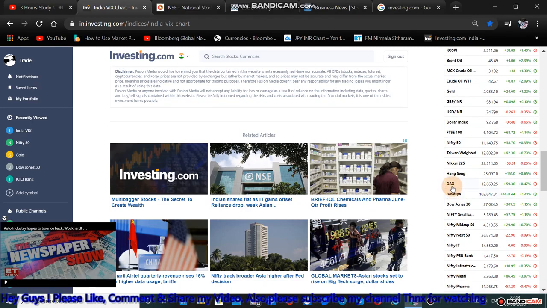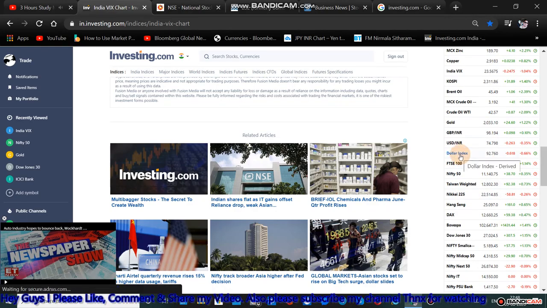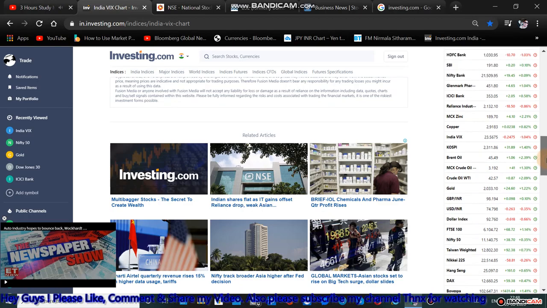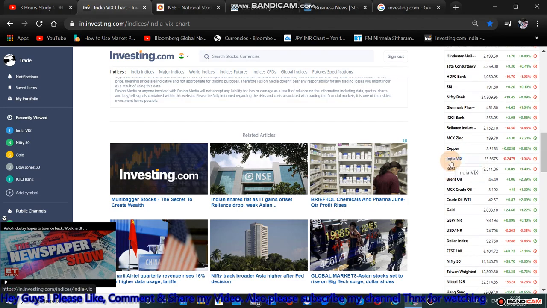You can add stocks, you can add indexes or indices of global markets. Like, see, this is the DAX, and this is Hang Seng Hong Kong market, this is Nikkei Japanese market, and this is Taiwan weighted, Taiwan's market, Nifty 50 Indian market, FTSE 100, dollar index. You can check the dollar's price as well, and you can also check USD INR pair's price, whether it's going up or down. You can add gold, you can check gold prices, you can check crude oil, you can check Brent oil, Korean market, Indian volatility index, which is India VIX.